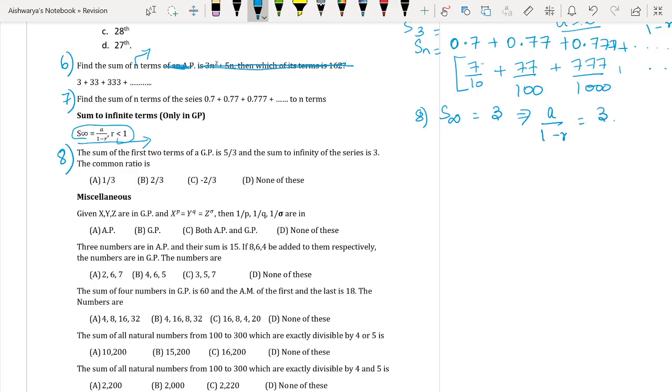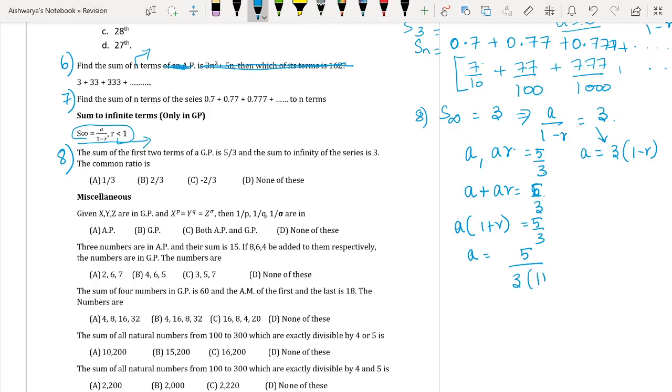Now sum of the first two terms. First term will be a, second term will be ar, right? This is equal to 5 by 3. So a plus ar is equal to 5 by 3. Now this is the information given. A is common, so a into 1 plus r is equal to 5 by 3. In the first case, a is equal to 3 into 1 minus r. So a value here will be 5 by 3 into 1 plus r. So in both the cases we have a value. This is equation 2. Call this as equation 1.